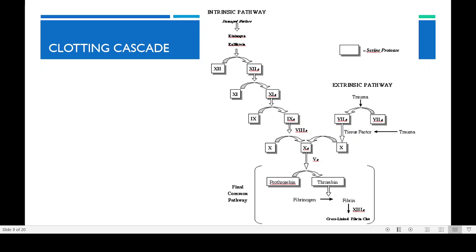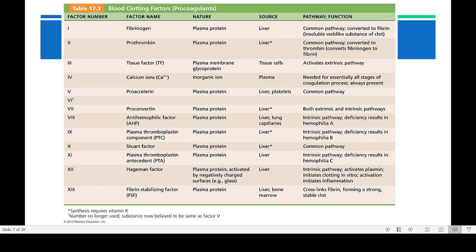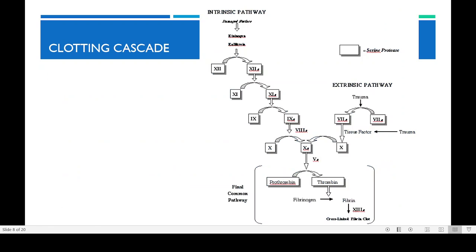Now as a result of that, the factor 10, the clotting factor 10, what is clotting factor 10? Clotting factor 10 is Stewart factor. The Stewart factor will be activated. So in the extrinsic pathway, clotting factor 7 will be activated, which will be activating clotting factor 10, otherwise known as the Stewart factor.